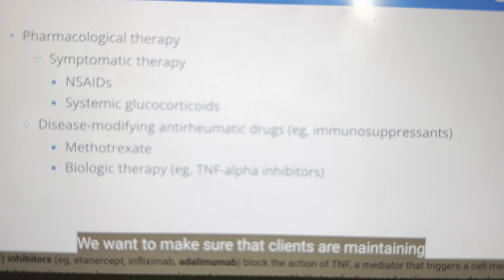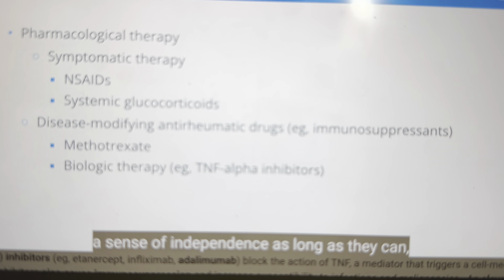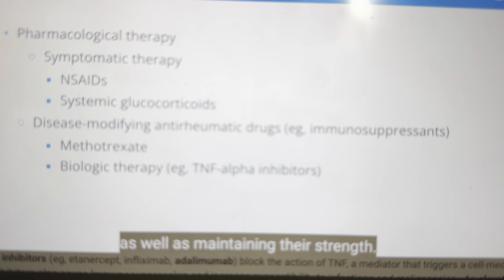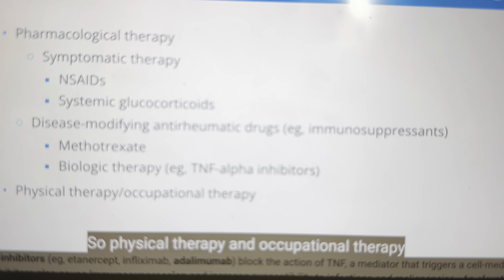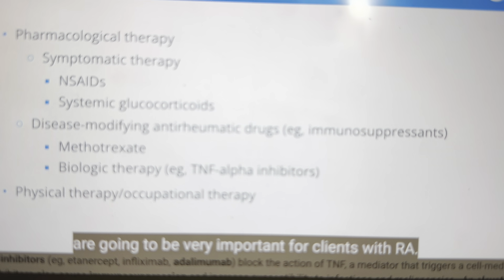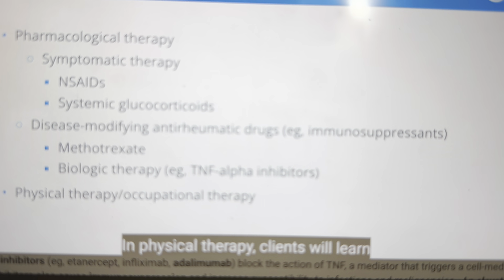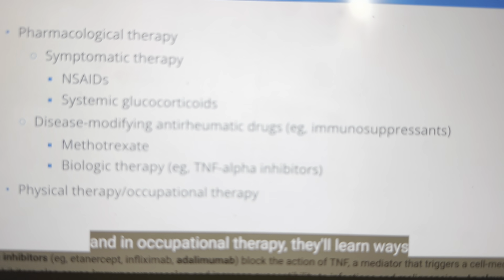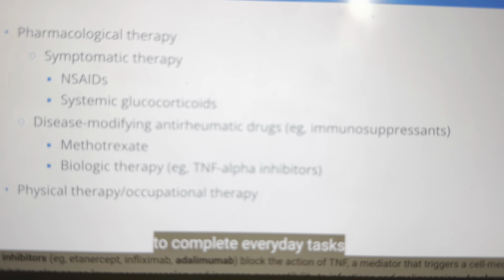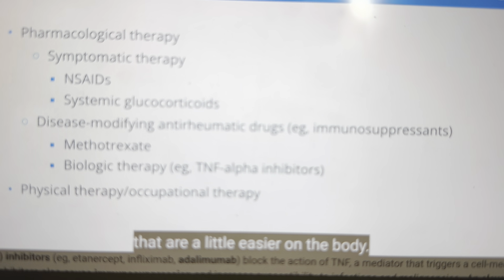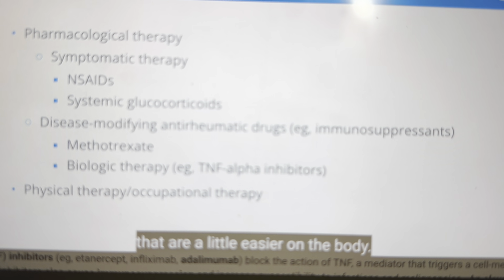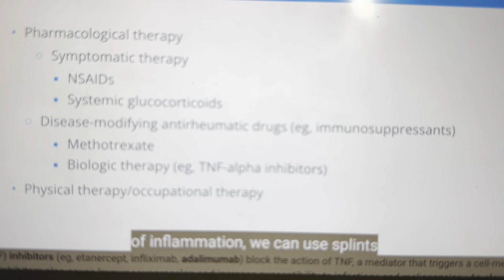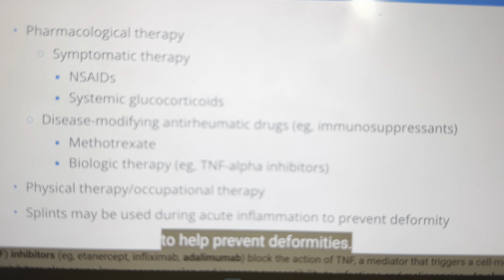We want to make sure that clients are maintaining a sense of independence as long as they can, as well as maintaining their strength. So physical therapy and occupational therapy are going to be very important for clients with RA. In physical therapy, clients will learn how to safely strengthen their joints and their muscles, and in occupational therapy, they'll learn ways to complete everyday tasks that are a little easier on the body. Finally, when clients are experiencing acute episodes of inflammation, we can use splints to help prevent deformities.